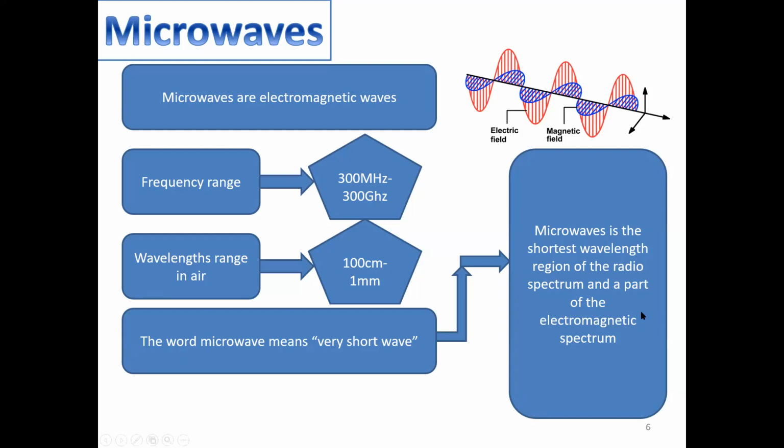A few things you have to remember from this slide: microwave is an electromagnetic wave, and the frequency range of microwave is 300 megahertz to 300 gigahertz. The wavelength range is 100 centimeter to 1 millimeter. It is a very short wave, and this is the definition: the shortest wavelength region of the radio spectrum and a part of the electromagnetic spectrum.